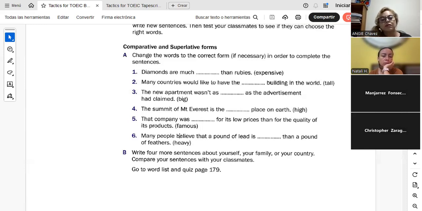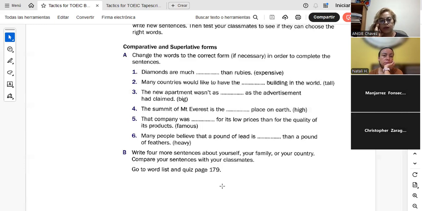Using comparatives and superlatives. Try to include modifiers, as we mentioned: less, far more expensive, far also, or a lot more expensive. Not "a lot of", a lot more expensive. Far or a lot, without the "of". A lot more expensive, no?